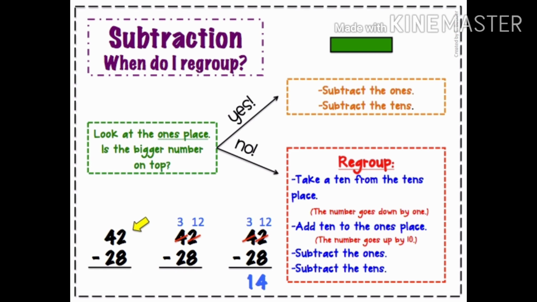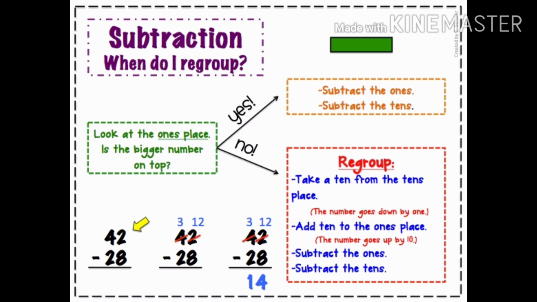But if your answer is no, if the topmost number is smaller and the bottom number is bigger, then what do we have to do? We always have to take a 10 from the tens place. We have to borrow 10 from the tens place. The number goes down by 1 in the tens column.